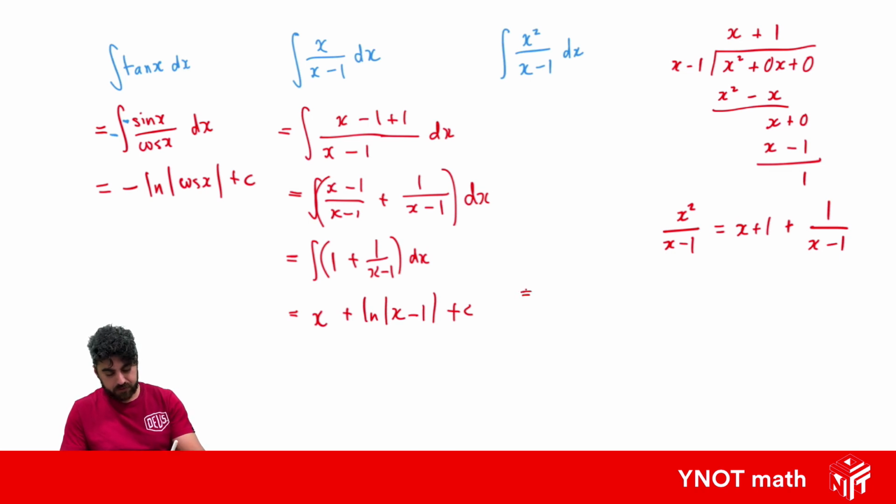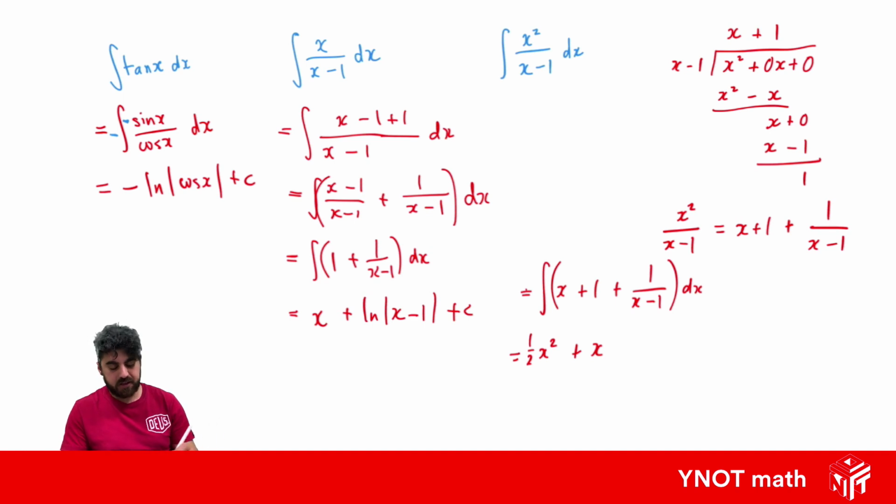So this will result in the integral of x plus 1 plus 1 over x minus 1 dx. And we just have to integrate these terms separately now. The integral of x is a half x squared. The integral of 1 is just x. And for this fraction here, the derivative of the denominator is in the numerator. So we're just going to get plus the natural log of the absolute value of our denominator, plus our constant for that final answer.